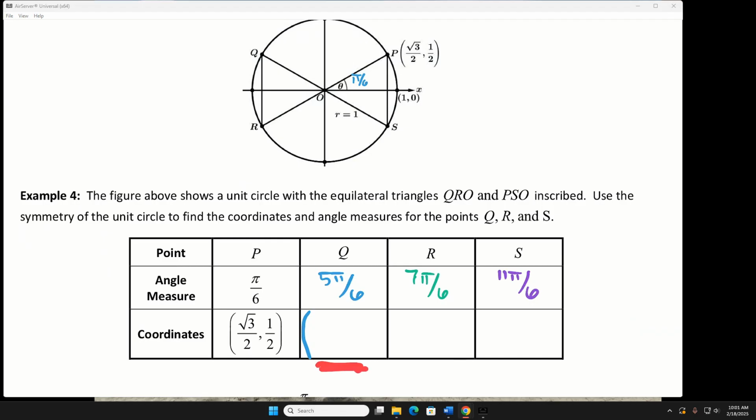So in quadrant 2, which is where Q is, is the x or y going to be negative? X. The x, good. So it's going to be negative square root of 3 over 2 and then 1/2. All right, what's negative in quadrant 3? Both. And then 4, it's just the y, good job.